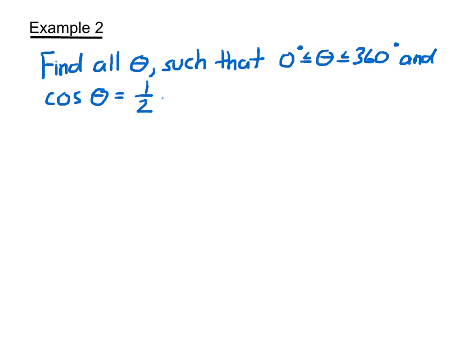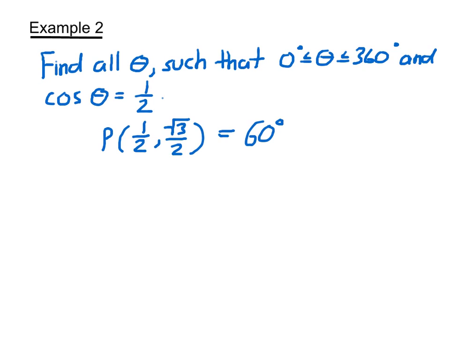In the next example problem, we sort of want to do the inverse of this process. We're asked to find all angles theta such that theta is between 0 and 360, so 1 revolution of the unit circle, and cosine theta equals 1/2. Well, we know from our previous investigations that one point that has an x-coordinate of positive 1/2 on the unit circle is this guy right here. And that corresponds to an angle of 60 degrees.